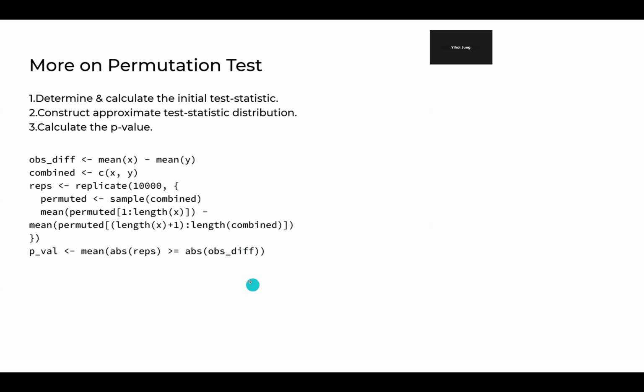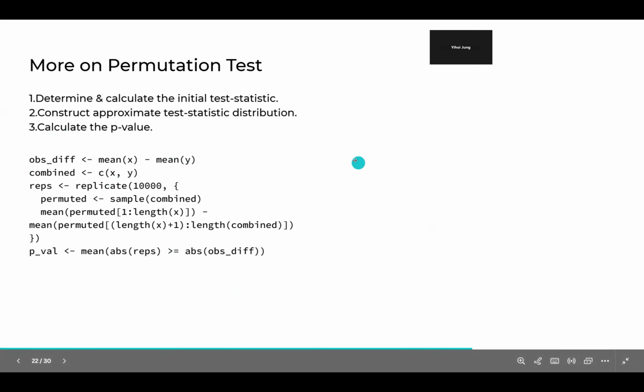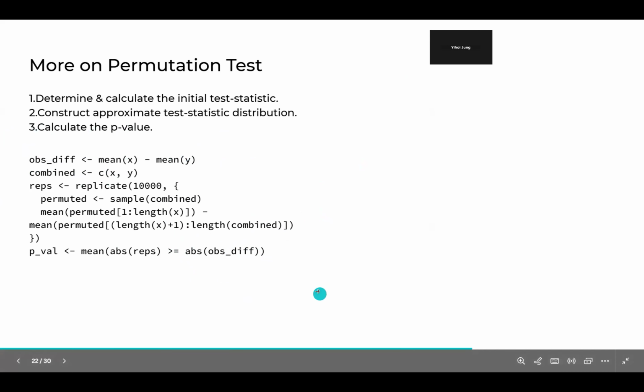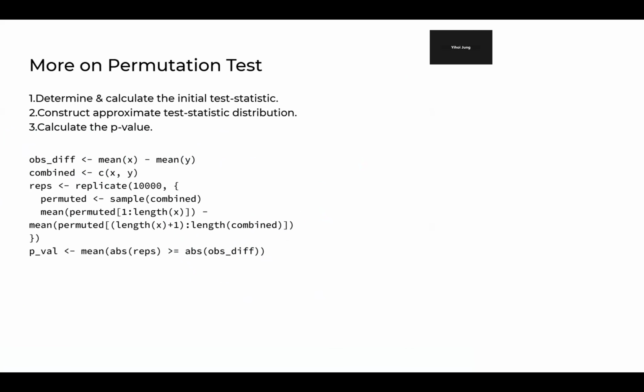And then for our p-value, we take the mean of the absolute value of our repetitions and see if it's greater than the absolute value of our observed difference, our initial difference that's brought up here. So basically, this chunk of code is shown in week 8. If you know how to pull this up and implement it, then you should be good for permutation tests.